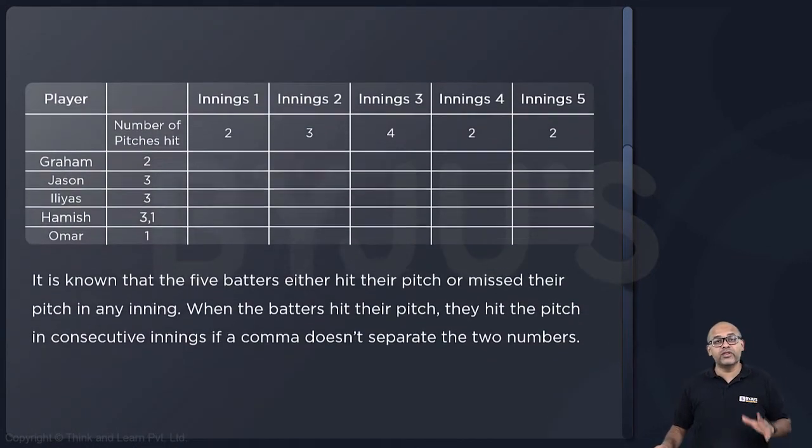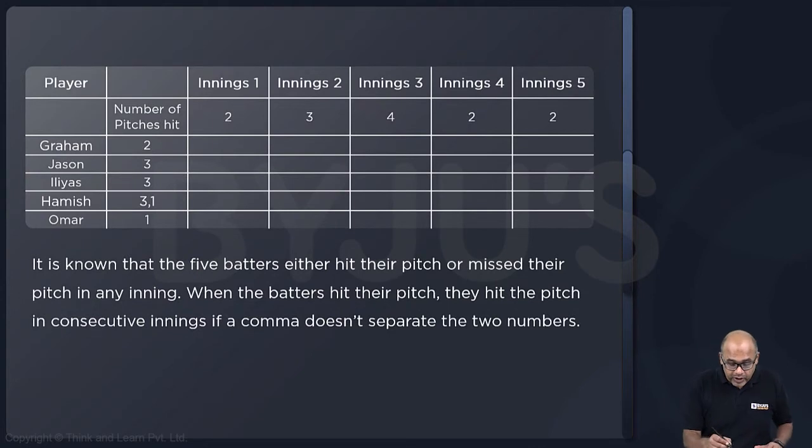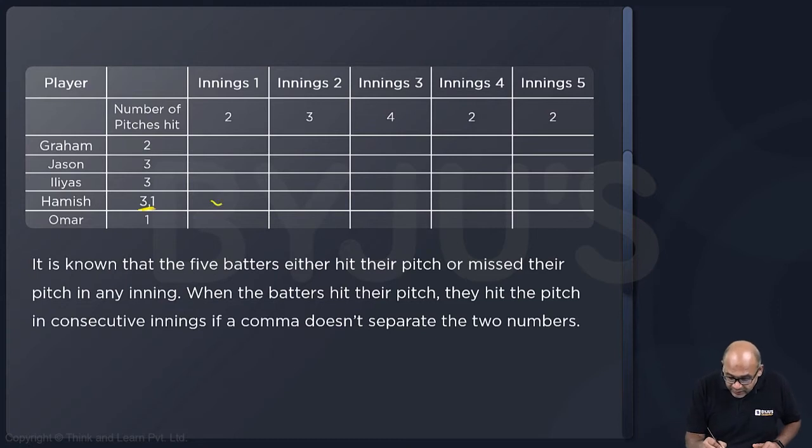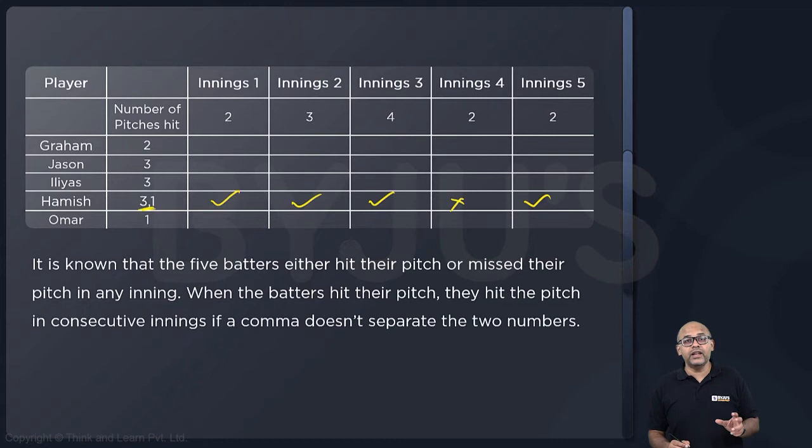So this is the table which has been presented, where we are talking about Hamish getting 3,1. If you've read the instruction, it clearly says that 3,1 means 3 consecutive, then there is a gap, then there is a 1, which means the confirmed way it has to be is like this. 3 pitches, pitch is a tick mark, cross is a miss, and then there is a tick mark. So this is confirmed. There's no other way to fill it.